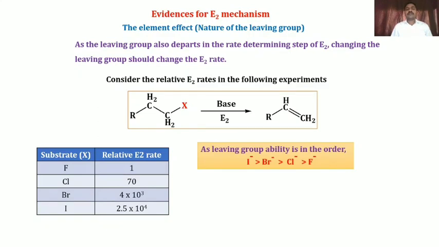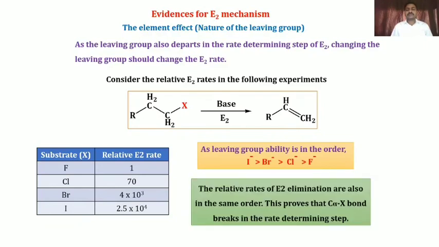The leaving group ability is in the order: I minus is a very good leaving group, then Br minus, then Cl minus, and then F minus has very low ability. So the relative rates of E2 elimination are also in the same order. This proves that the C alpha X bond breaks in the rate determining step. This is the element effect.